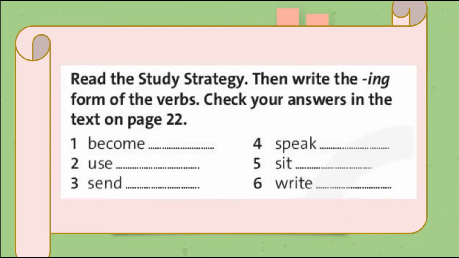Number 1, become. The answer is becoming. Number 2, use. Using. Number 3, send. Sending. Number 4, speak. Speaking. Number 5, sit. Sitting. Number 6, write. Writing. So that is the end of this exercise.